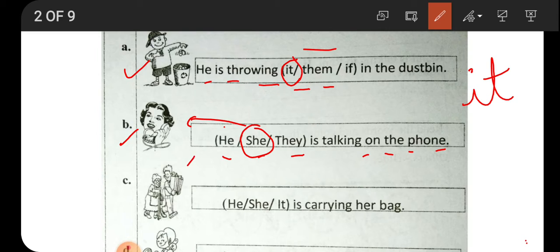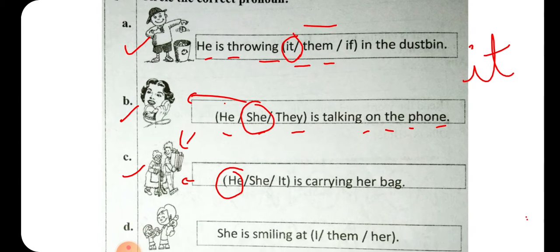Here, please observe the picture carefully. We are talking about this person. Dash is carrying her bag. Now you see 2 pictures are there, but one person is carrying the bag, and absolutely he is a man. And for the man, what will we use? He is carrying her bag. Why her? Because that lady is a woman. Her bag.